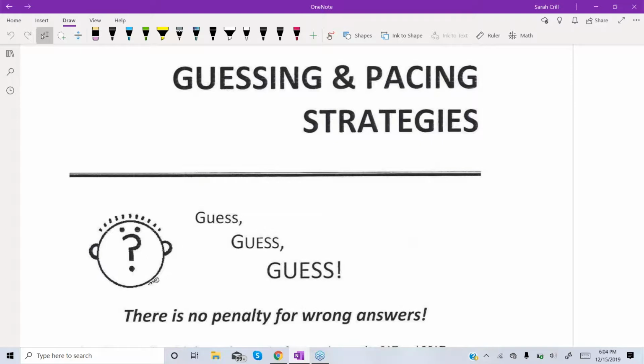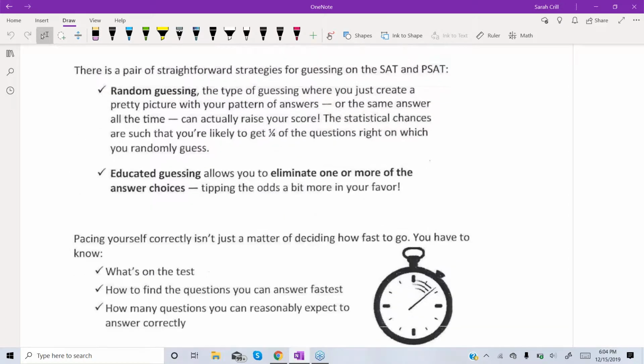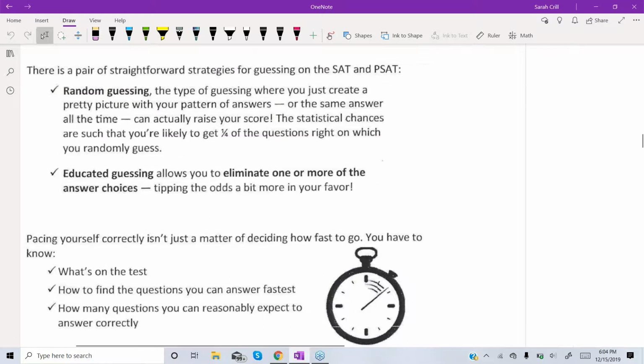So one super important thing to know is that there's no penalty for wrong answers on this test. So you want to make sure no matter what, even on the grid-ins, you will guess something. So there's a couple different ways you can guess. There's random guessing and educated guessing. Most of you know how to do educated guessing. It just involves eliminating the answer choices that you know are incorrect and narrowing it down from there. Doing this can tip the odds in your favor.